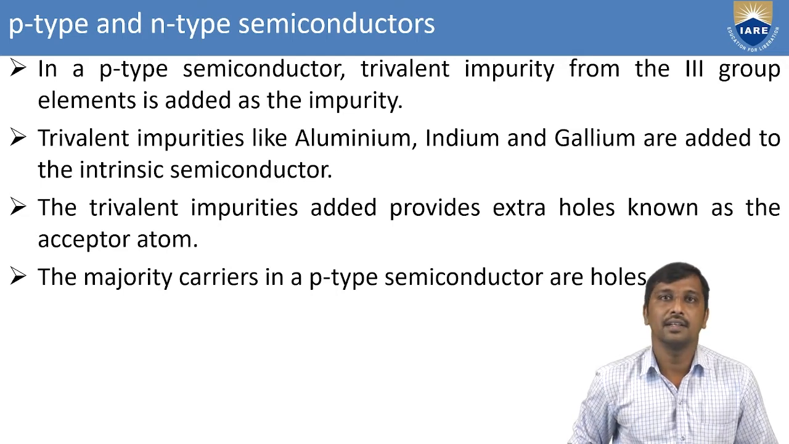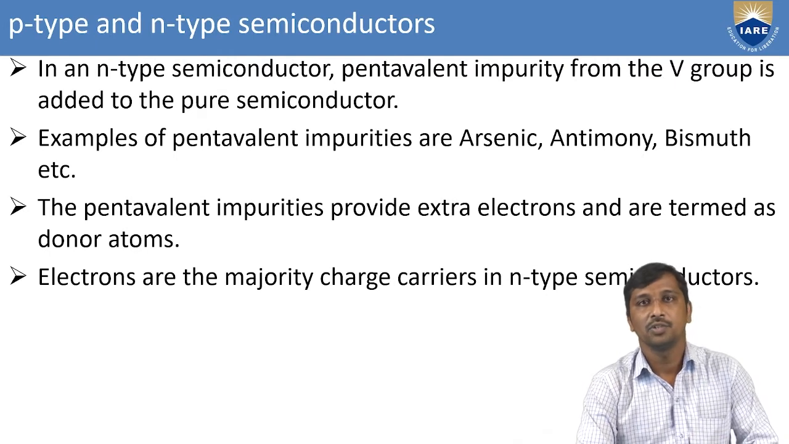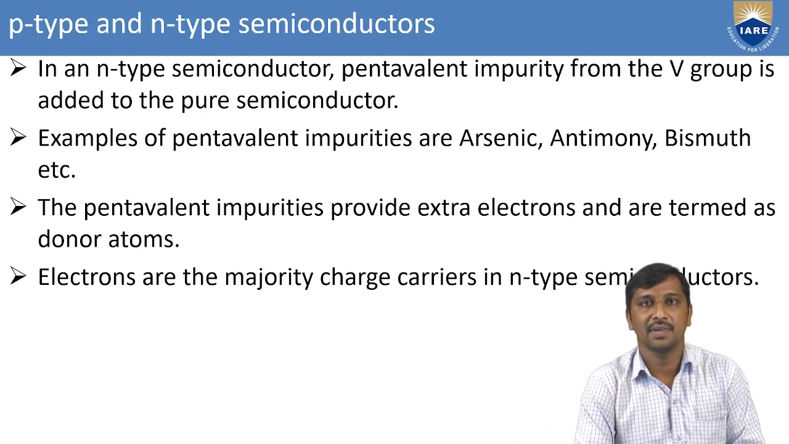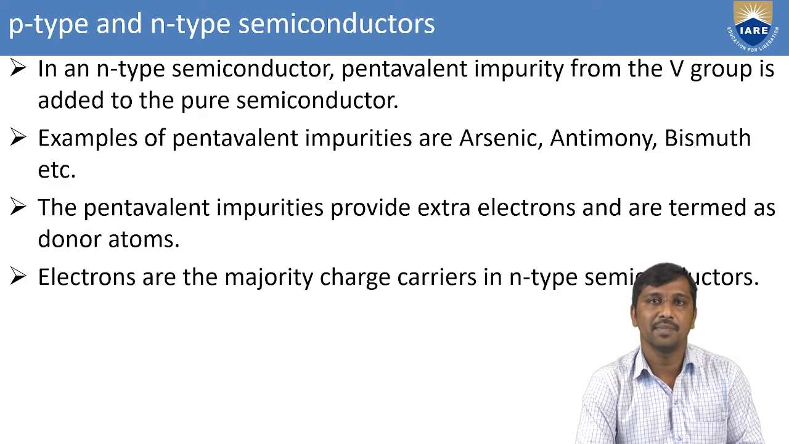Similarly, we need to create an N-type semiconductor. To create the N-type extrinsic semiconductor, pentavalent impurities, or fifth group elements, are added to a pure semiconductor. Examples are arsenic and antimony. These fifth group elements, when added to a pure semiconductor, create the N-type extrinsic semiconductor.